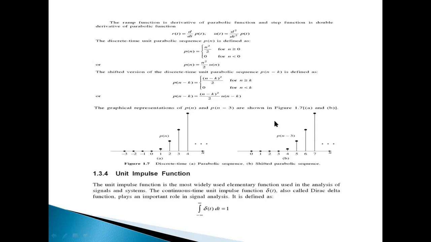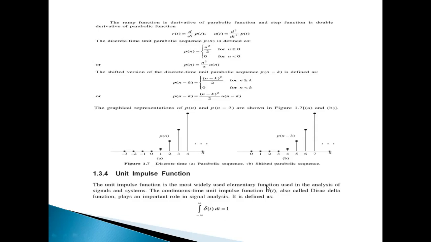So up to this, we discussed in the last class, yesterday's class. Coming to the unit impulse function, the fourth elementary signal. See the definition here. The unit impulse function is the most widely used elementary function in the analysis of signals and systems. Step is mu of t, ramp is r of t, parabolic is p of t. Now the unit impulse function is denoted as delta of t.